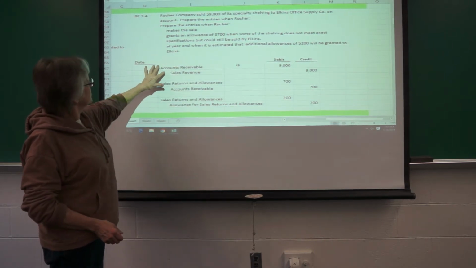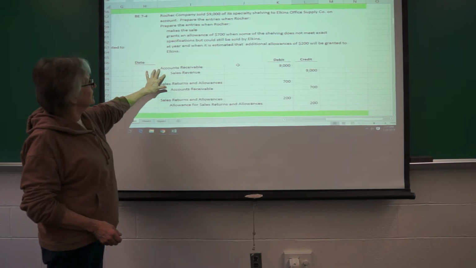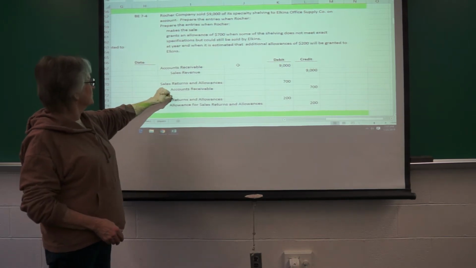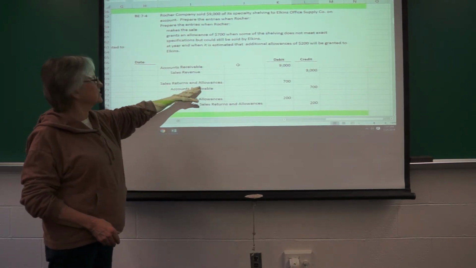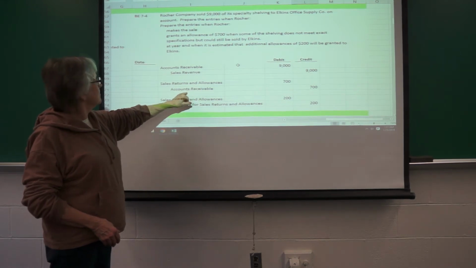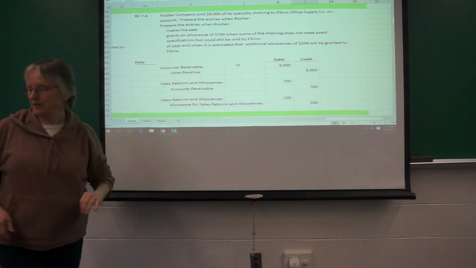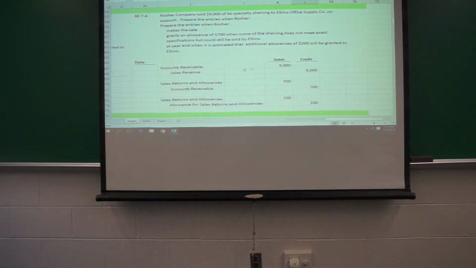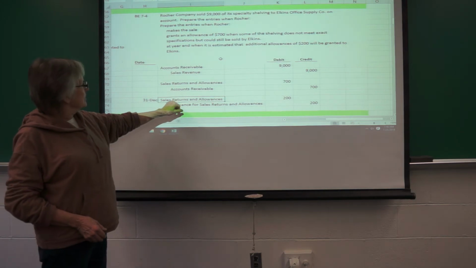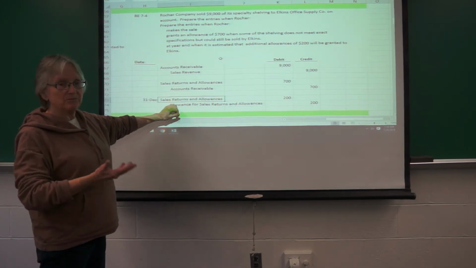So we do the accounts receivable and the sales revenue, okay, no problem there. And sales returns and allowances and accounts receivable. In this case, it's an allowance. And so that makes sense. Now, when they come to year end, and this really should have a year end date on it to indicate that's what we're doing, they've got expected allowances of 200 that they think will be granted.